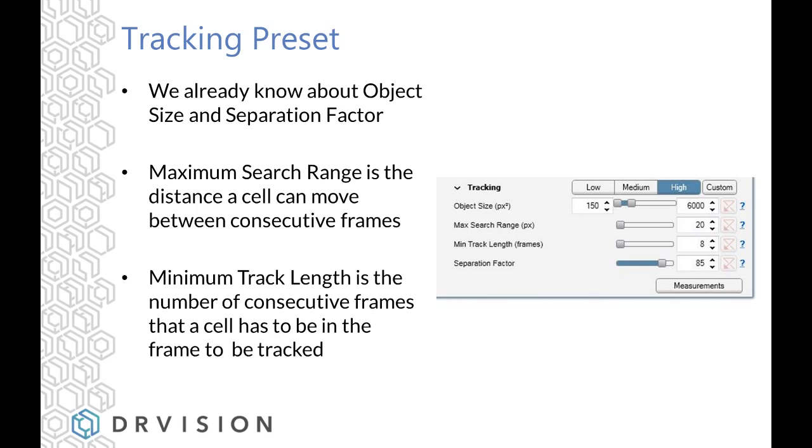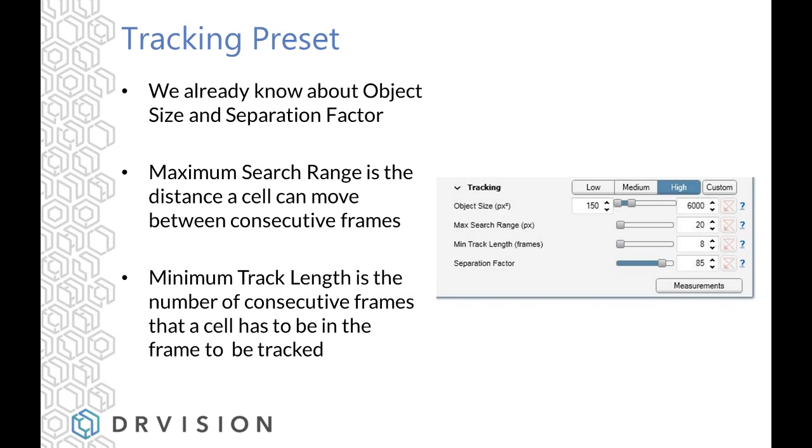However, if your time interval is very low, or your cells are slow or not moving, you can decrease this range. Below that, we have the minimum track length. This is the number of consecutive frames that a cell has to be in the field of view in order to be tracked. So setting this to a very low value means that you will be able to track most of the cells that appear in your image.